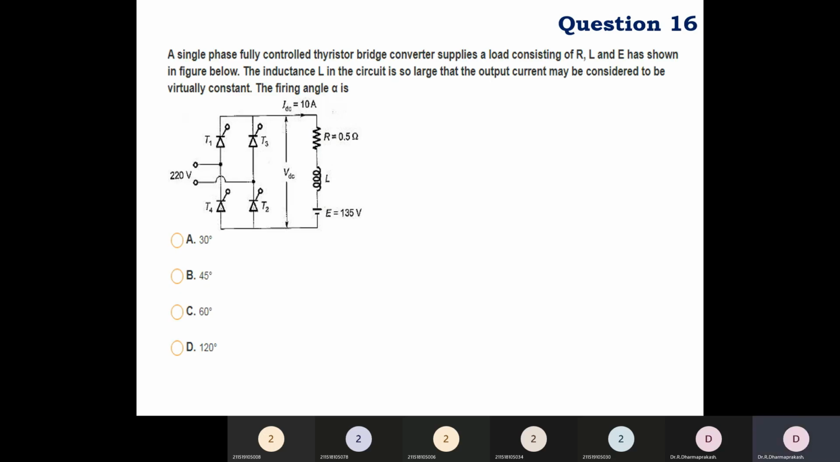A single phase full controlled thyristor bridge converter supplies the load consisting of RLE as shown in the figure. The inductance L in the circuit is so large that the output current may be considered to be virtually constant. The firing angle alpha, you have to find it. Okay? So it is RLE load.